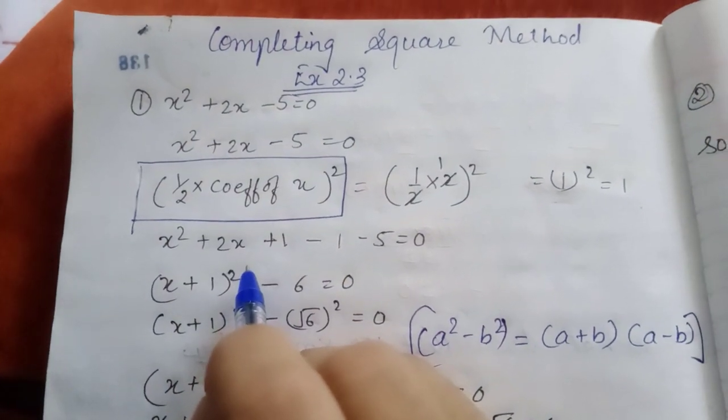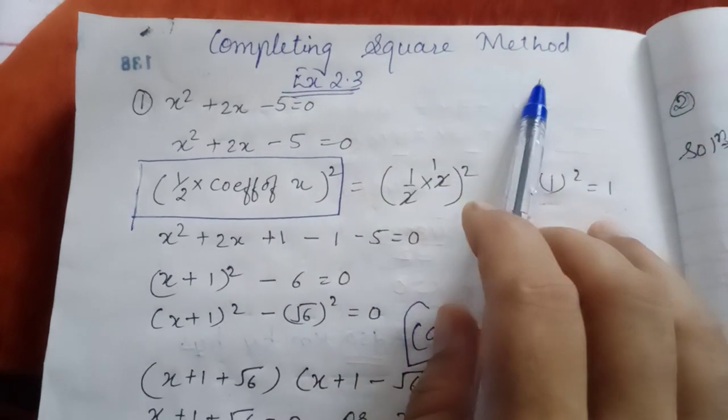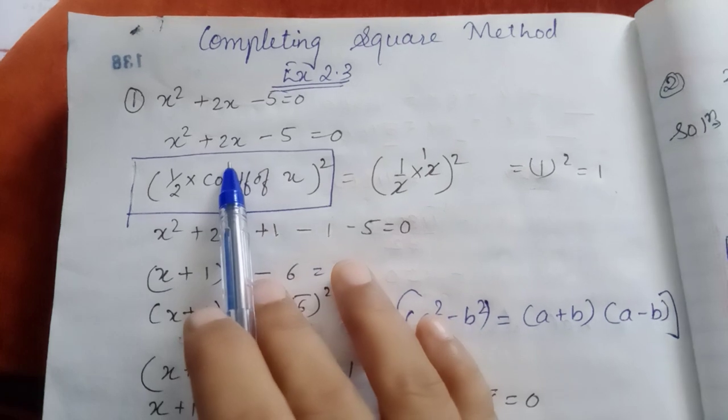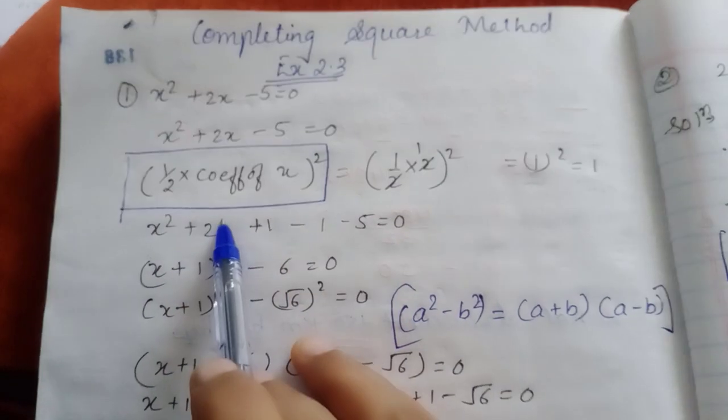Today I am going to explain all about the completing square method. It is a part of quadratic equations. Exercise 2.3. We are going to solve a few questions from this exercise.